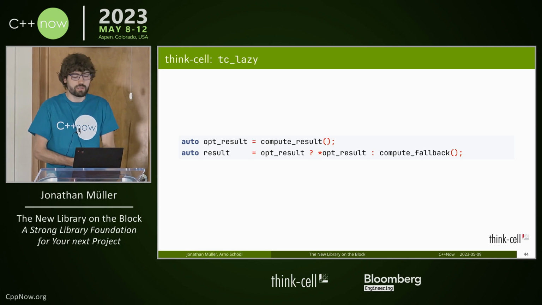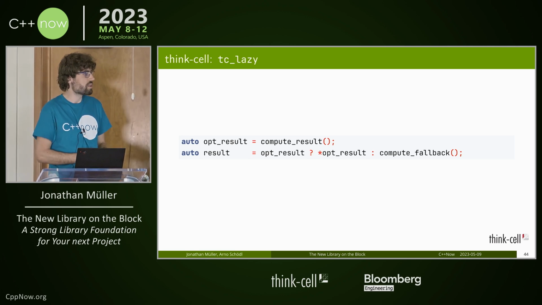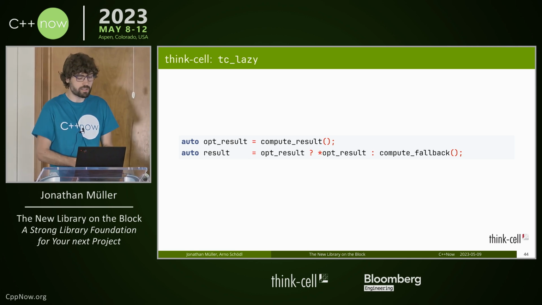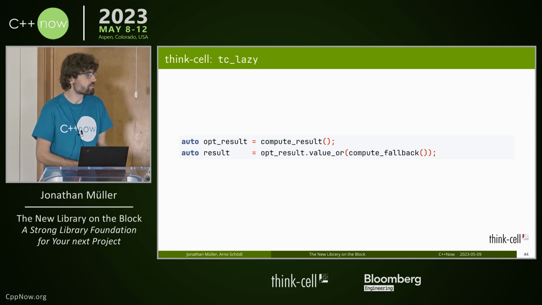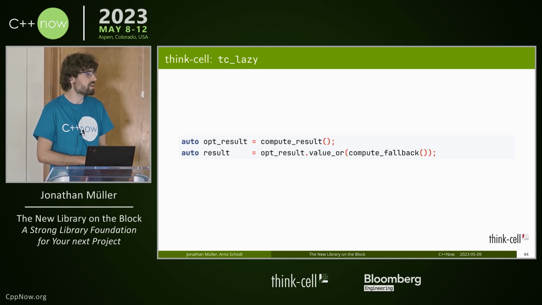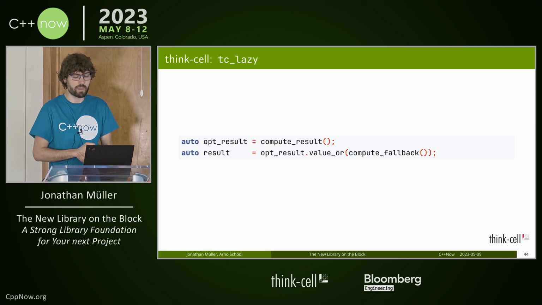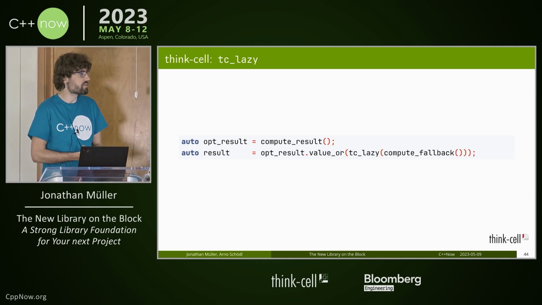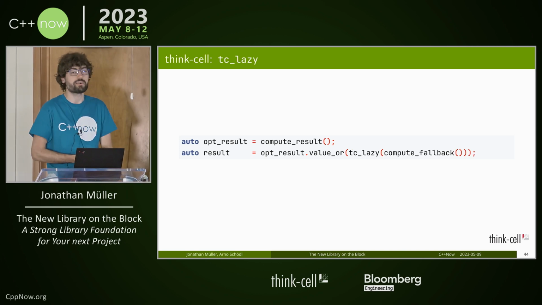Consider a function that returns an optional result, and you want to unpack it, so either you want to get the value or some fallback value. You can write it using the ternary operator like so. You cannot write it using value or. This is because this will unconditionally compute the fallback, which might be expensive. You only want to do it when it's really necessary. So we'd like to have some sort of lazy evaluation. Right? We only want to evaluate the function argument when it's actually needed.